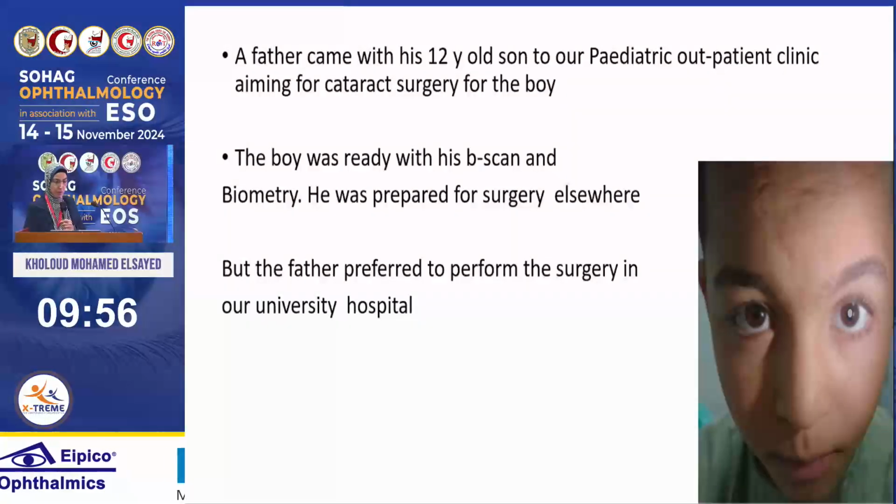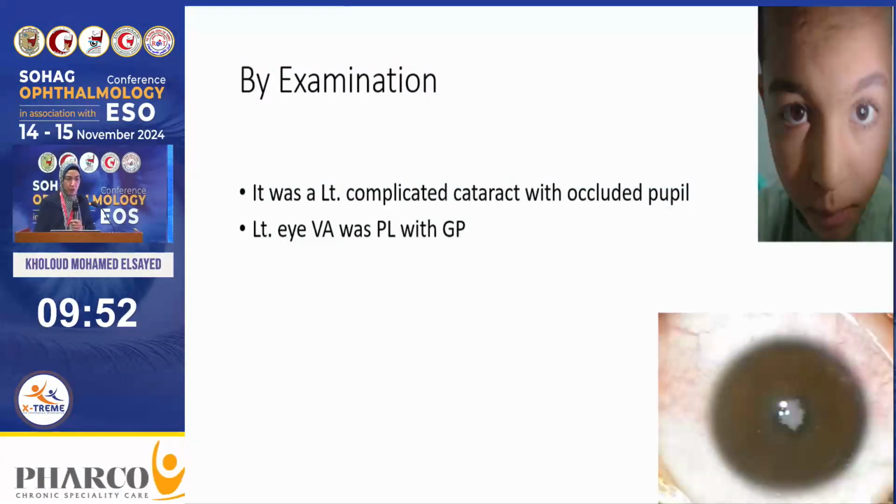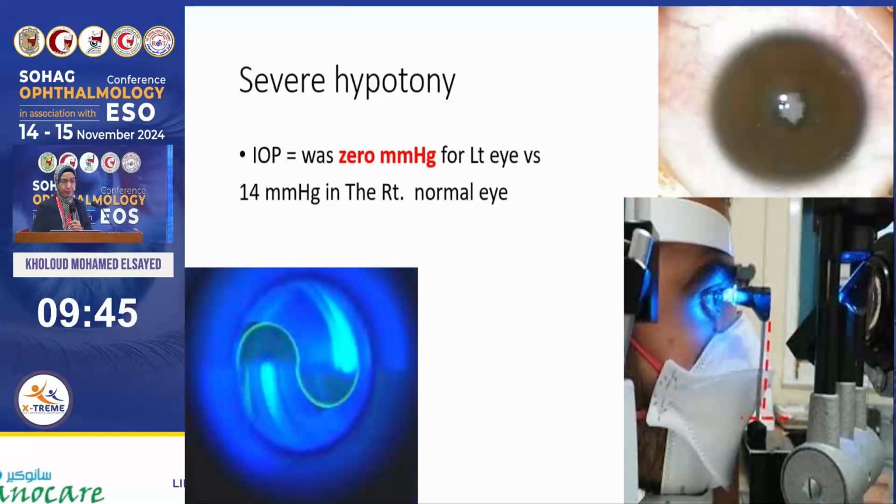Prefer to perform the surgery in our university hospital. By examination, it was left complicated cataract with occluded pupil. Left eye visual acuity was PL with good projection. Intraocular pressure was 0 mm mercury for the left eye versus 14 in the right normal eye.